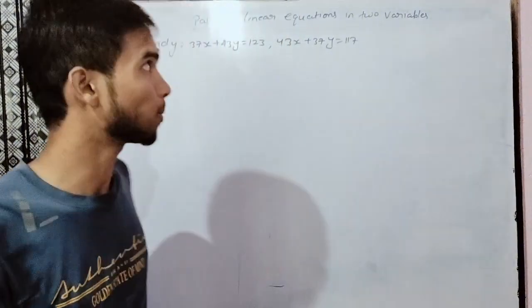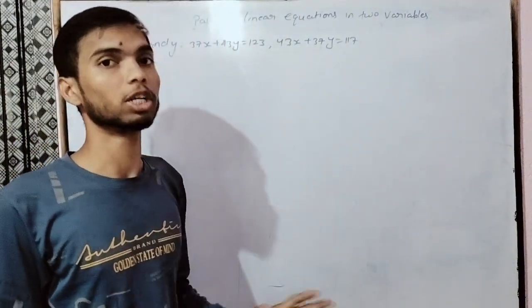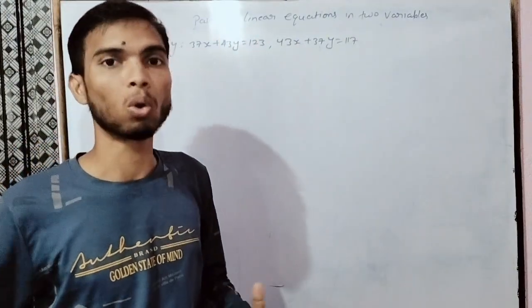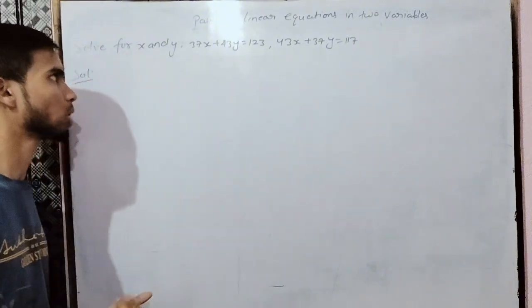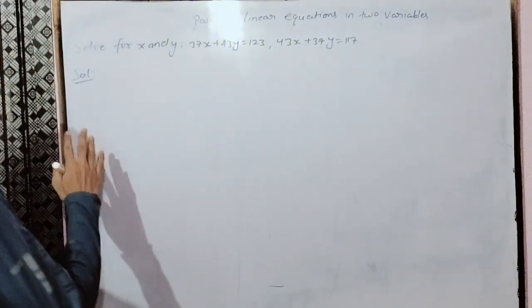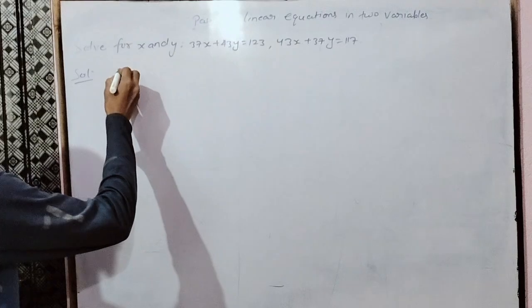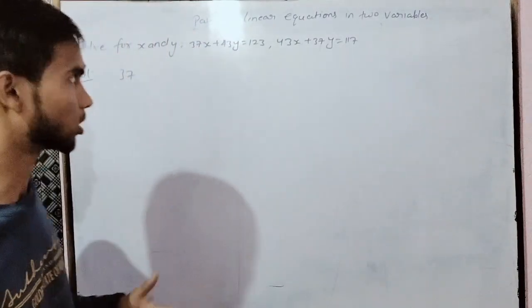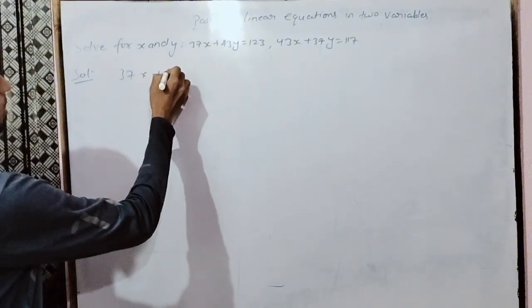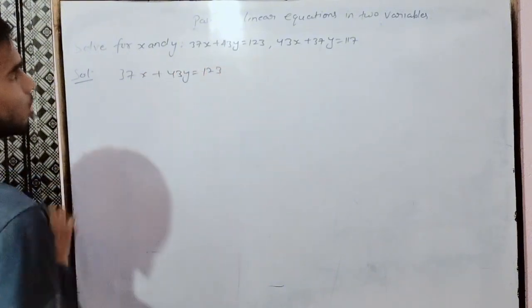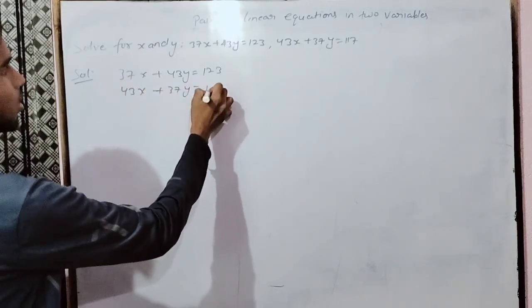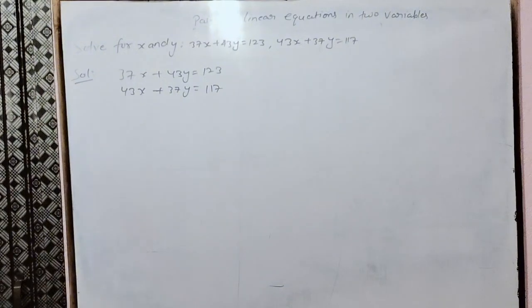In some cases, if you apply the elimination method, then you can see 43 multiplied by 37, this will go long. So that's why in some cases you can do one more thing, just add both, otherwise subtract both the things. Okay, 37x plus 43y is equal to 123. 43x plus 37y is equal to 170. Okay, we are making it very simple.